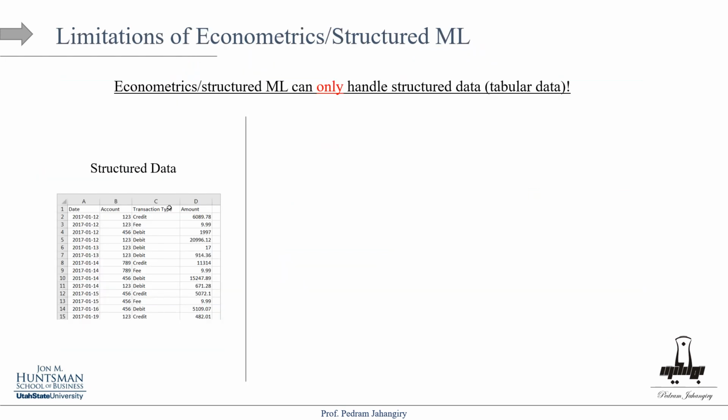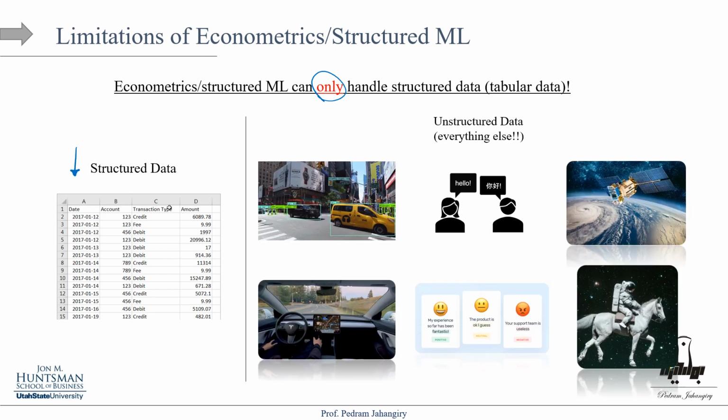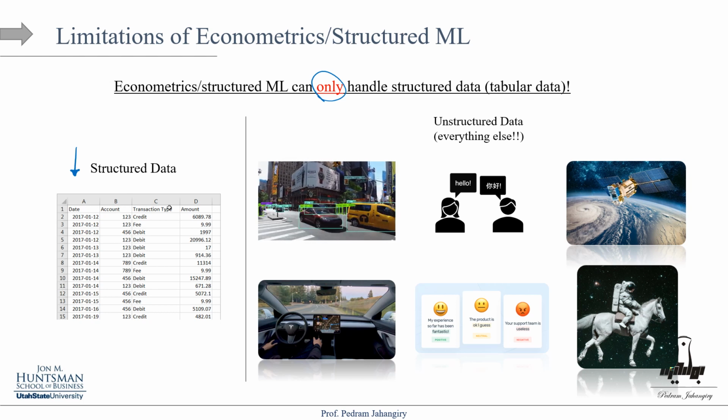All right. Let me one more time highlight the limitation of econometrics or structured machine learning, because we know that machine learning can handle unstructured data, but it's not necessarily the best model, right? So we know that econometrics and machine learning can mostly handle structured data, and structured data is tabular data, right? But what is our real world? The real world is mostly unstructured data. More than 80% of the data out there is unstructured, and only 20% is structured, right? So we have to go beyond econometrics and machine learning.